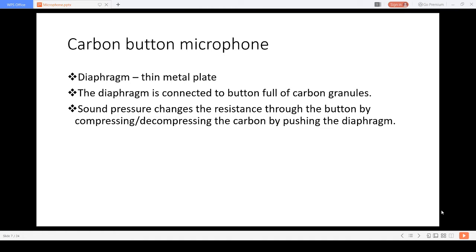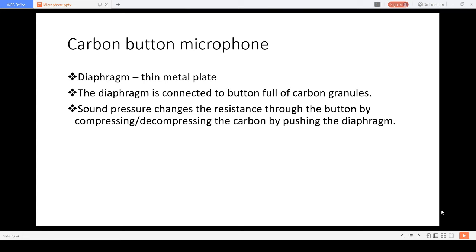First one is the carbon button microphone. The diaphragm is a thin metal plate connected to a button full of carbon granules. Sound pressure changes the resistance through the button by compressing and decompressing the carbon as the diaphragm pushes on it.